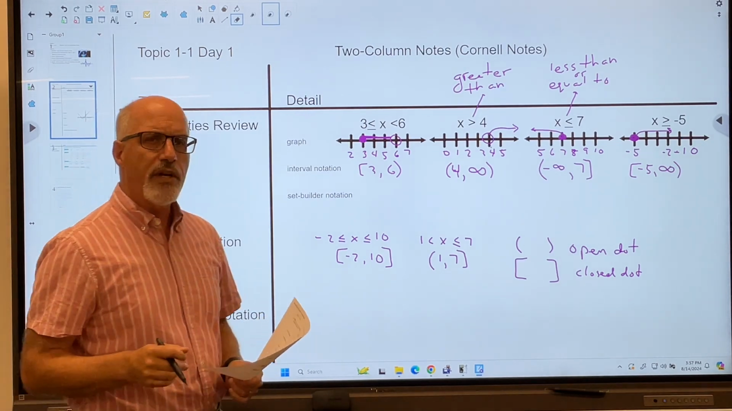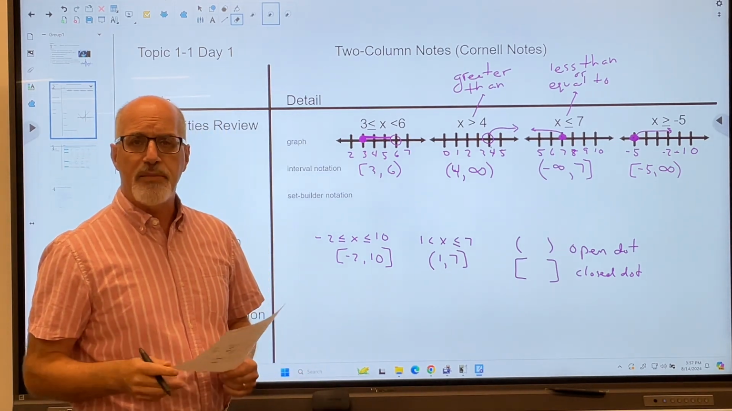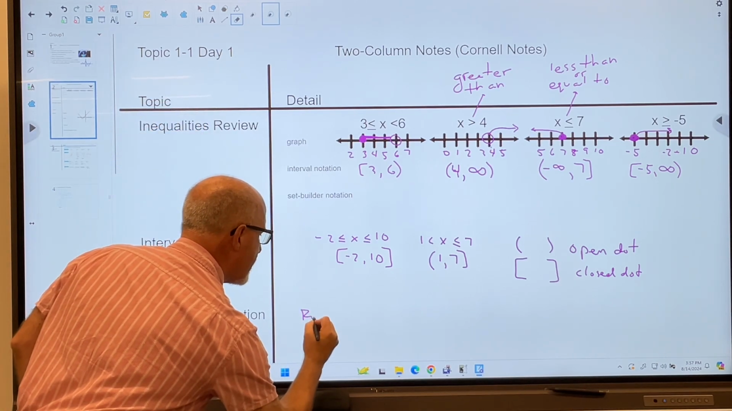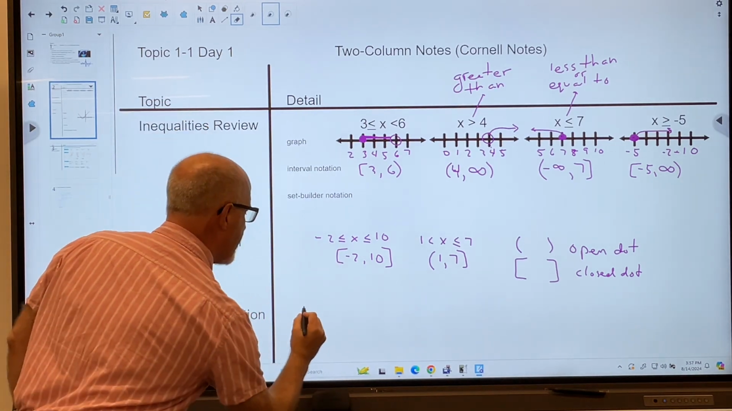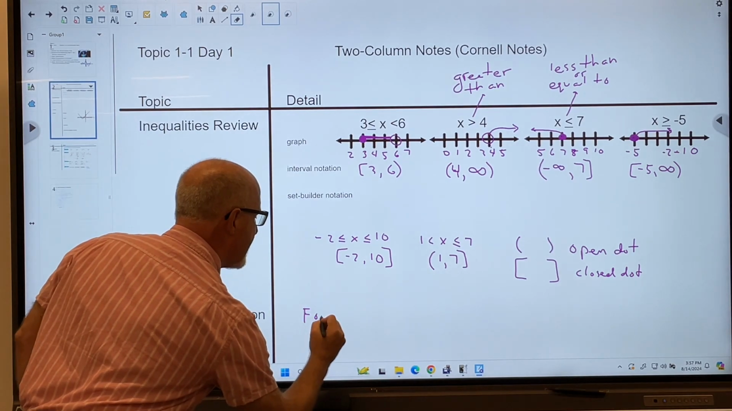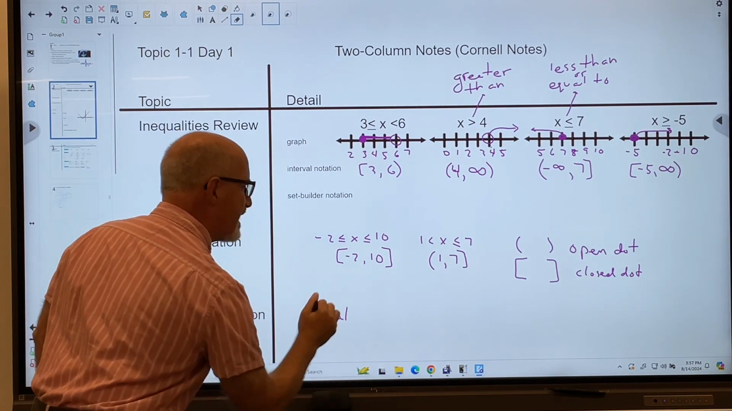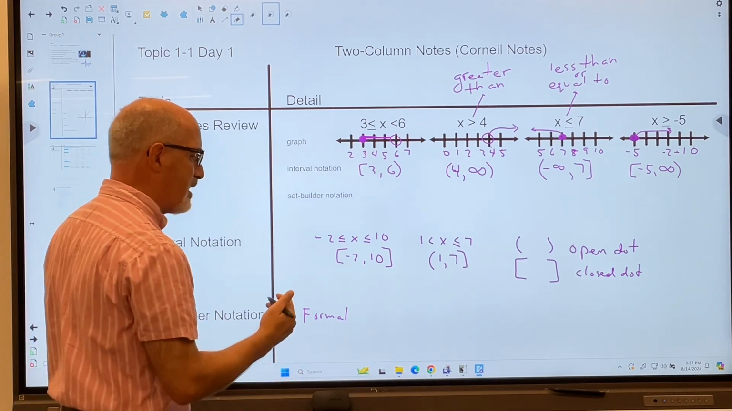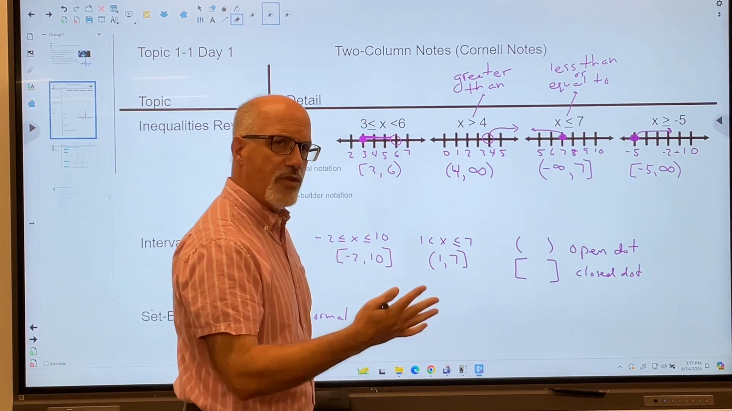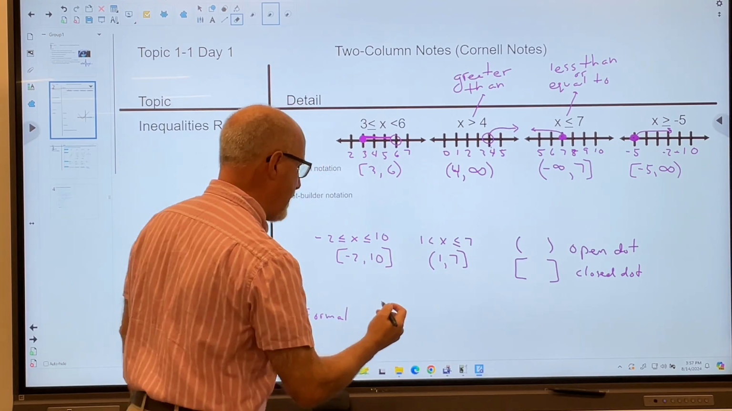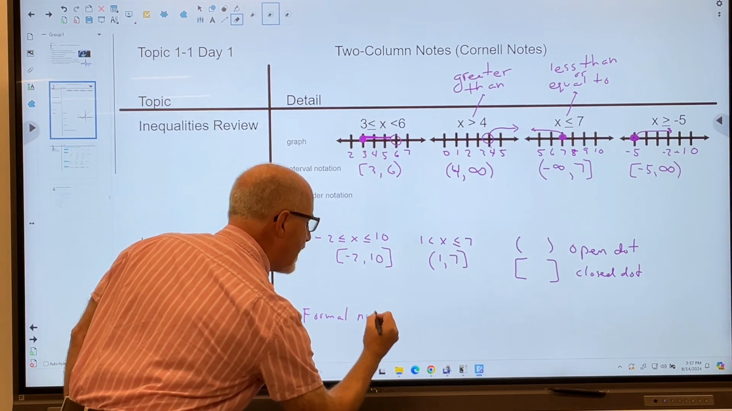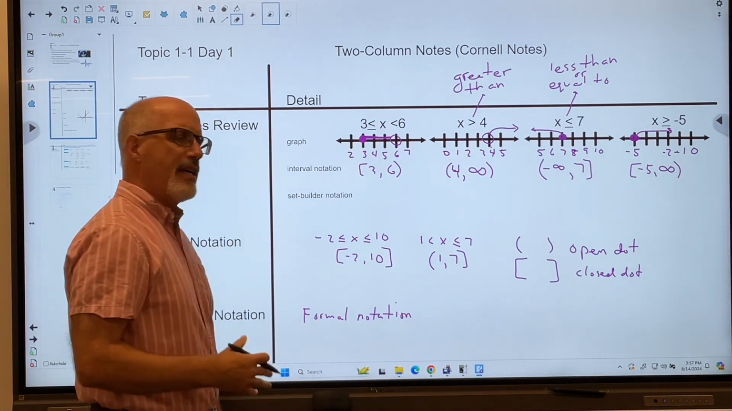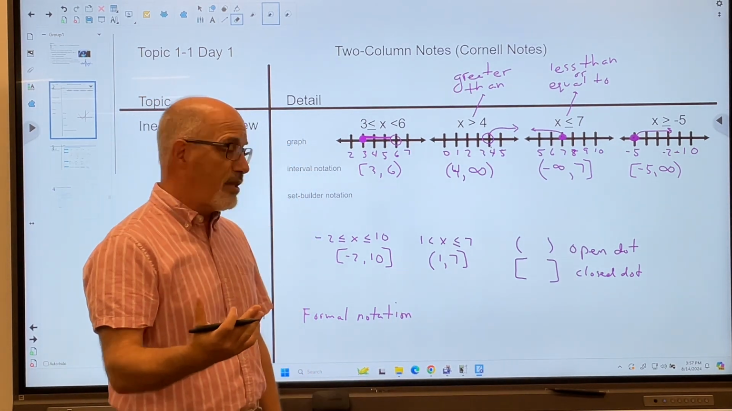Now we do have another type of notation that you will see at times. It's called set builder notation. It's a formal notation. So formal in that it's not the shorthand like we use here, but it's the formal way a mathematician might speak in terms of giving the information about the mathematics. So we do not use this very often, but you have to know how to read it because it might be given to you at times.